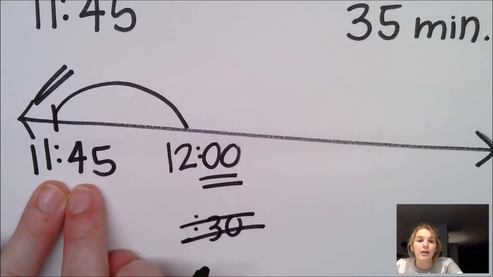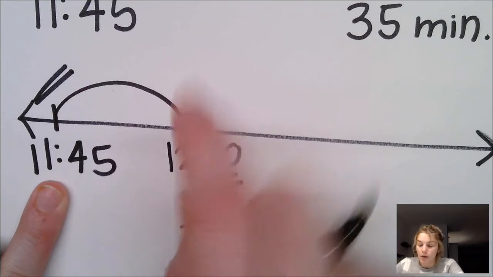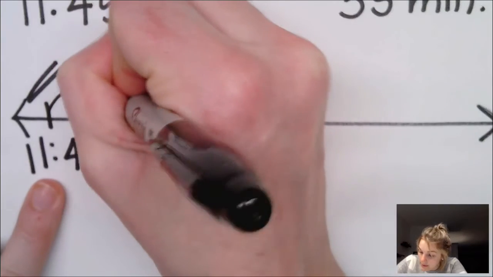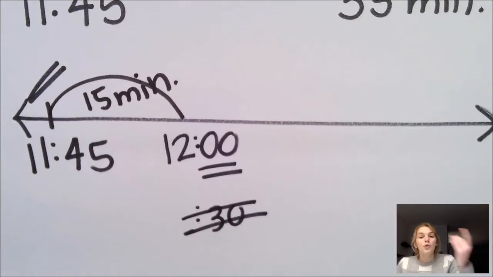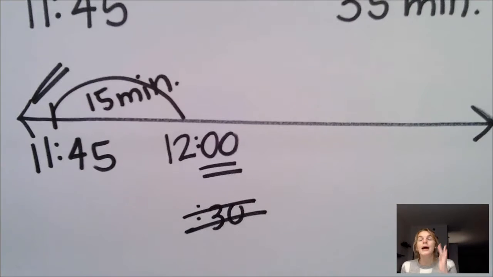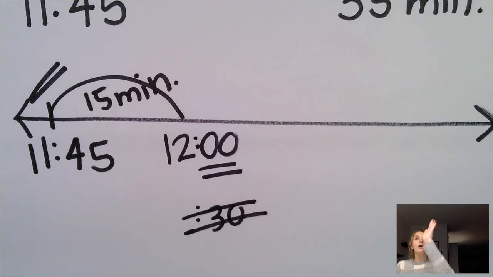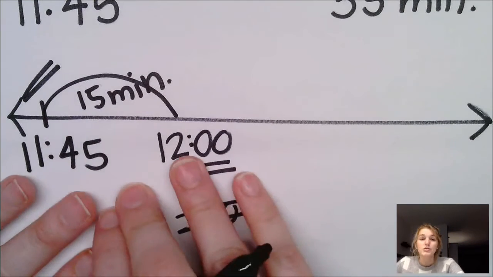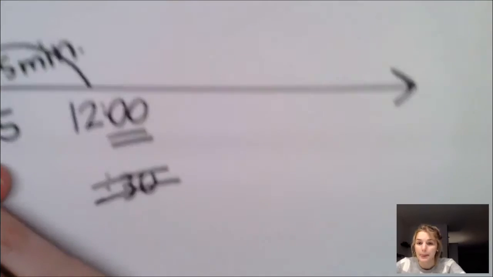So if I go from 11:45 to 12 o'clock, I know that's 15 minutes. And I know that pretty quickly because I can picture the clock, and I know it's broken up into quarters. The 45 would be pointing this way, and the 12 o'clock would be straight up and down. So that's my 15 minutes gone by.